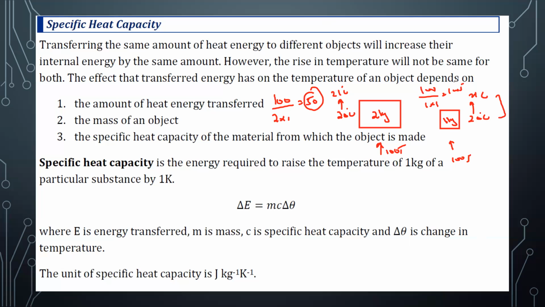So it means if the two objects have the same change in temperature and absorb the same amount of energy, the one which is lighter will have a higher specific heat capacity. So specific heat capacity is the amount of energy required to raise the temperature of 1 kilogram by 1 degree centigrade, or by 1 Kelvin.